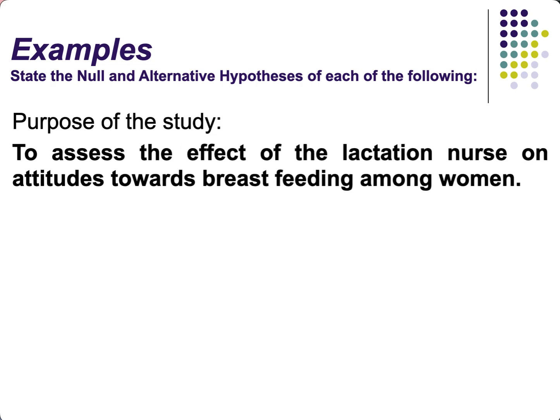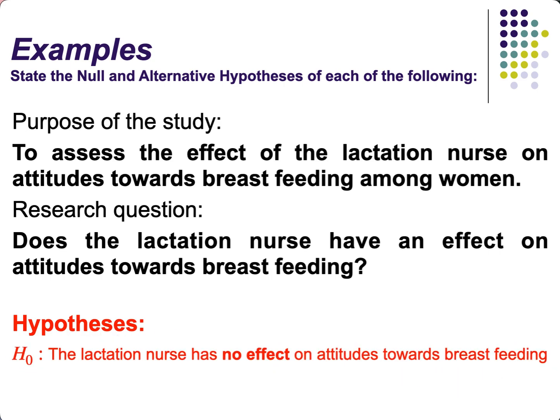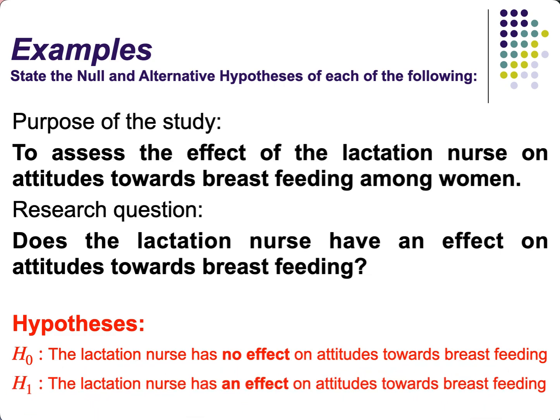Let us consider this: to assess the effect of the lactation nurse on attitude towards breastfeeding among women. So the research question is, in this case, does the lactation nurse have an effect on attitude towards breastfeeding? So if we're going to write the null hypothesis, it would look like this. The lactation nurse has no effect on attitude towards breastfeeding. So you can see that it is the status quo. There's no effect on attitude towards breastfeeding. And the alternative will be it has an effect. So always remember, no effect equals status quo is the null, and the alternative is the one being explored.